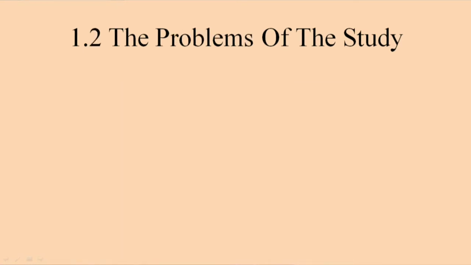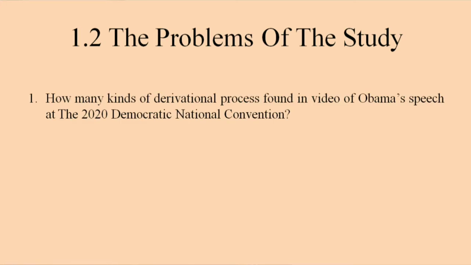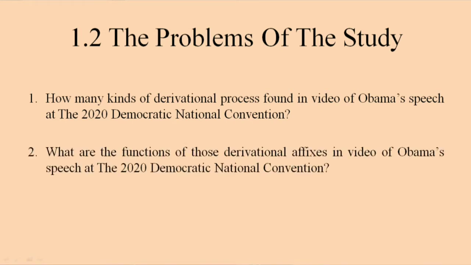2. The problems of the study. Guys, because my title is Derivational Affixes found in the video of Obama's speech at the 2020 Democratic National Convention, I try to formulate my problems of the study. Problem 1: how many kinds of derivational process are found in the video of Obama's speech at the 2020 Democratic National Convention? So we need to find theory about the type of derivational process to answer problem 1. Problem 2: what are the functions of those derivational affixes in the video? So we need to find theory about the function of derivational affixes to answer problem 2.